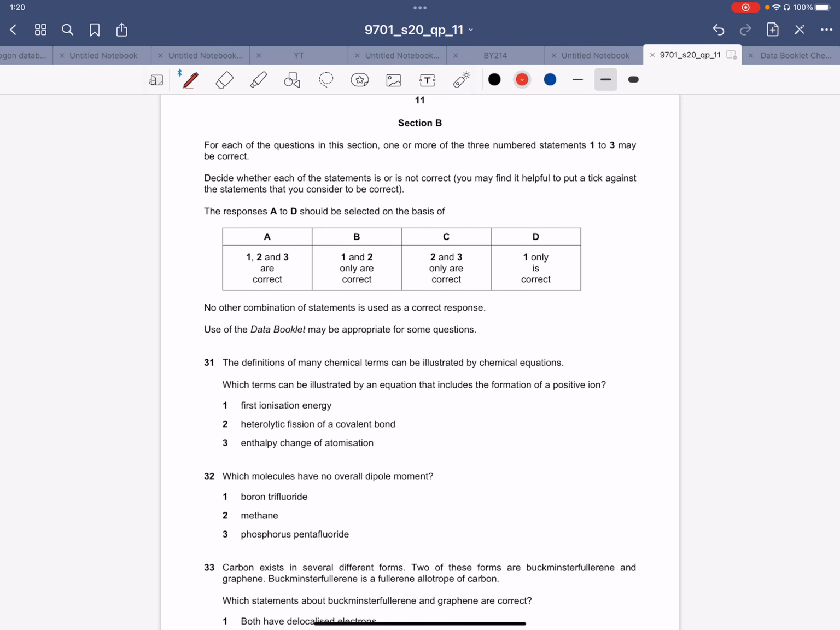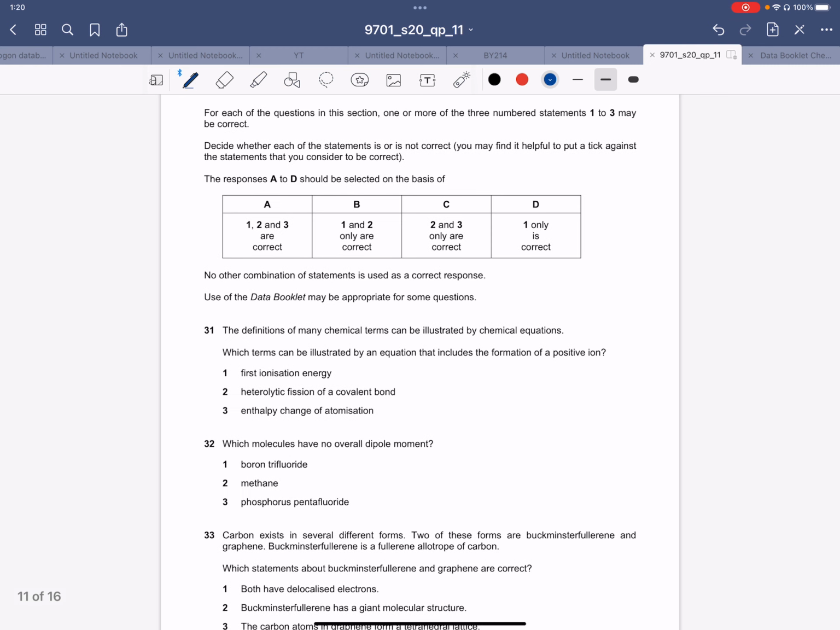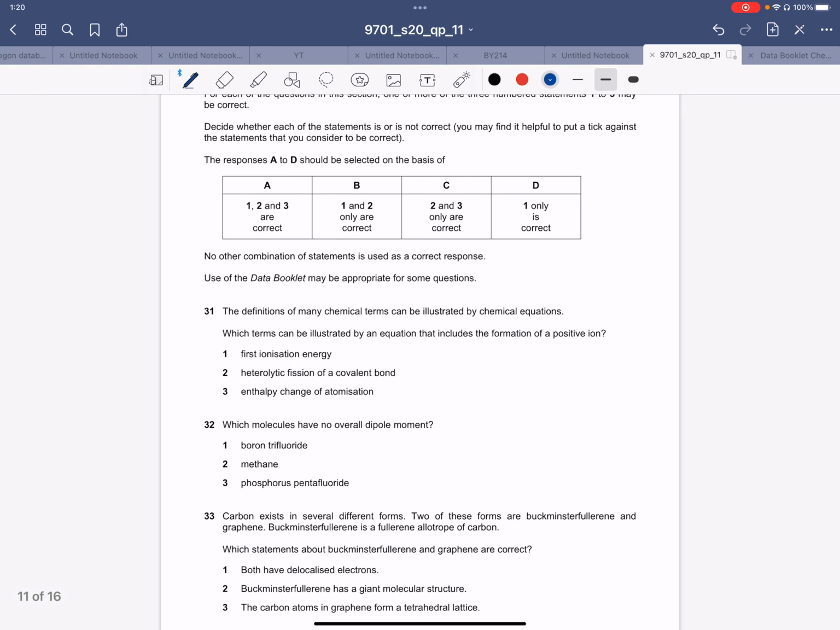Okay, so these are all multiple selects. So remember that for every single paper 1, the last 10 questions are always double bubble for chemistry. Well, multiple bubble. So just make sure you check every single answer first before moving on. All right, well, let's just get started.